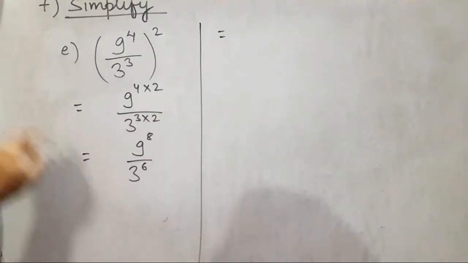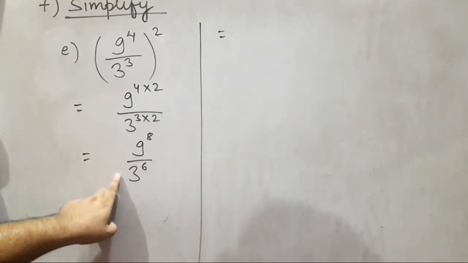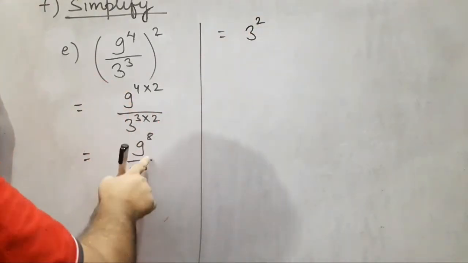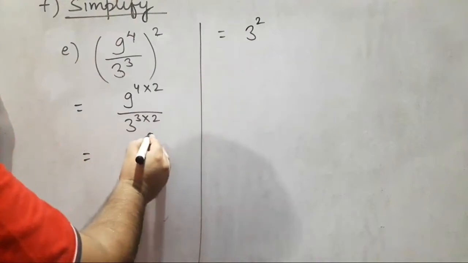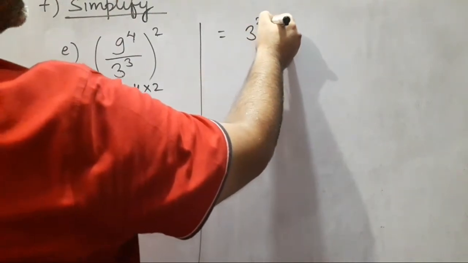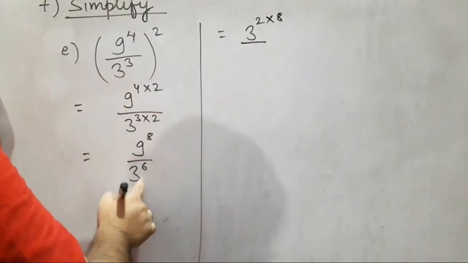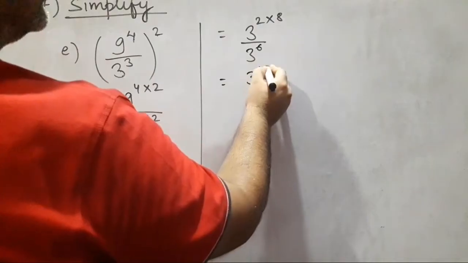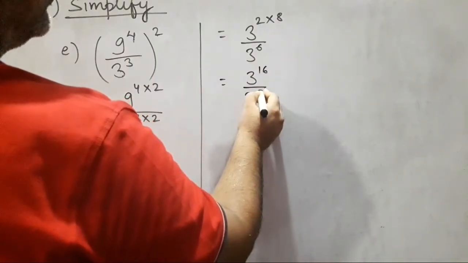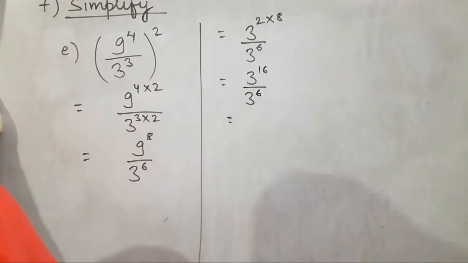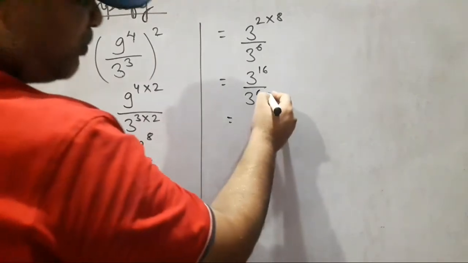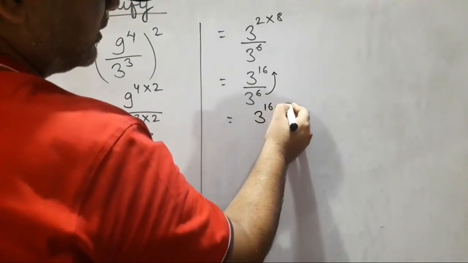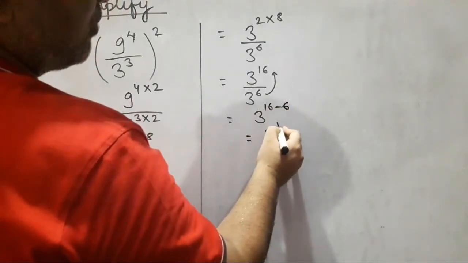Now we shall convert this 9 into the base 3. So 9 can be written as 3 power 2, since 9 is 3 square, and this 8 shall multiply this power 2 by 3 power 6 equal to 3 power 16 by 3 power 6. We can follow here the quotient law of indices. The smaller power shall be subtracted from the greater power. 3 power 16 minus 6 equal to 3 power 10.